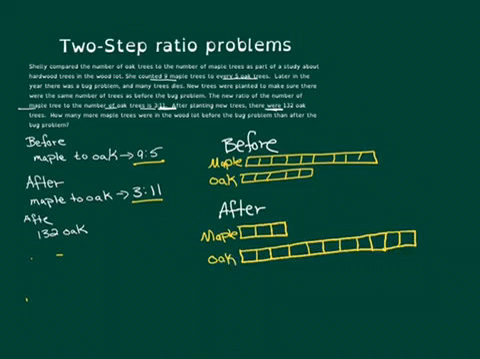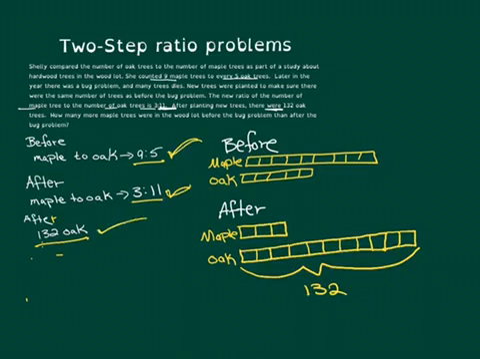All right, so I've made my model there. My next thing, I forgot an R there, after. So my next thing that I have to make sure I get is that after there were 132 oak. 132. And I can check that off. All right, go back. Do I have everything in my model that I said was important? I do. I have that, and that. So now I can begin solving.